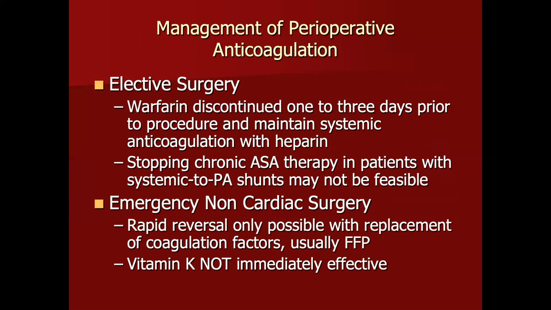Frequently, we may avoid nasotracheal tubes in these patients and have a discussion with the patient's cardiologist and surgeon to determine if they can be stopped for a reduced amount of time, such as 3 or 5 days, as opposed to 7. For emergency non-cardiac surgery, rapid reversal will only be possible with replacement of coagulation factors, and typically we start with FFP. Remember that vitamin K will not be immediately effective and typically takes 24 to 48 hours.